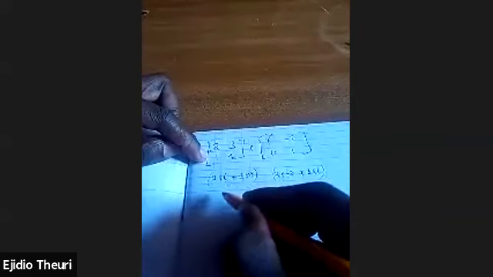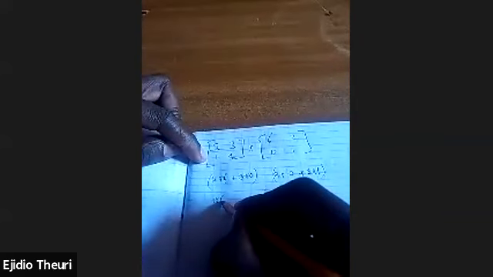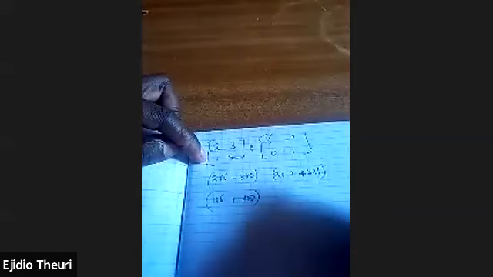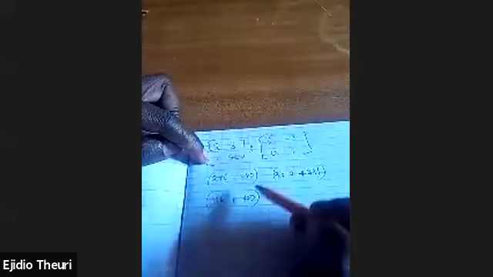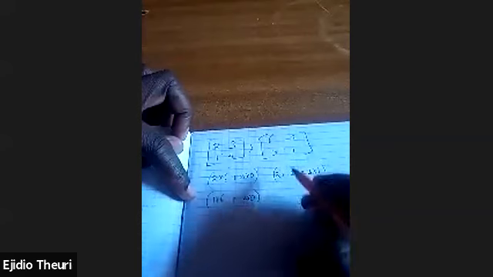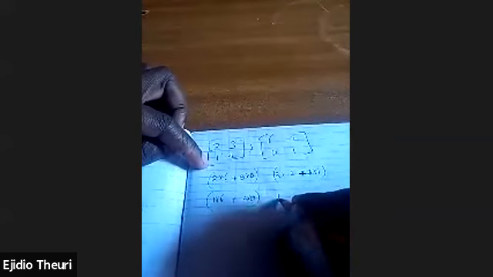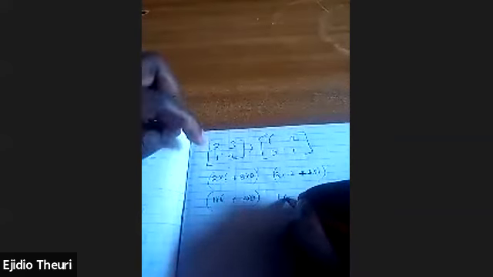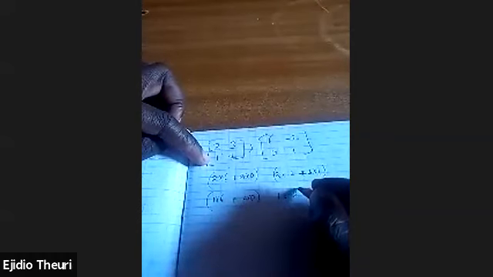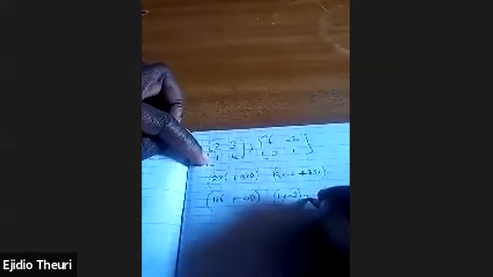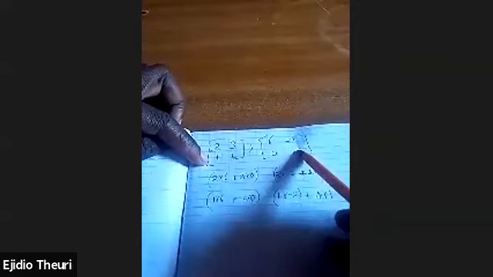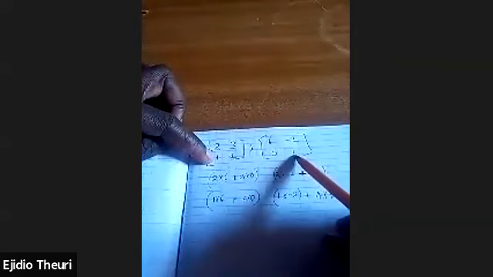The other one is 1 times 6 plus 4 times 0. So that is row 2, column 1. Row 2, column 2 will be 1 times negative 2 plus 4 times 1, because this will come here. So it is 1 times negative 2 plus 4 times 1.